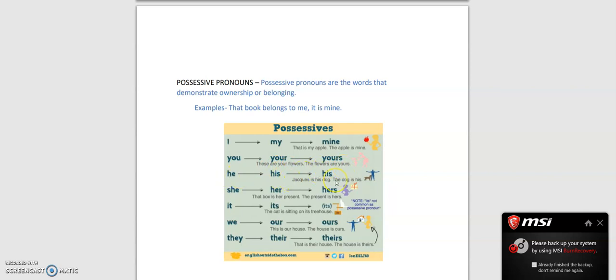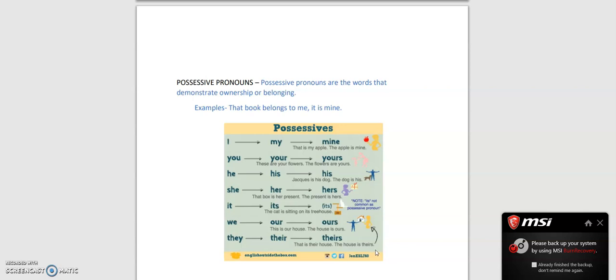He, his, his. Now his does not change, it remains the same. Jake's is his dog. The dog is his. She, her, hers. That box is her present. The present is hers. It, its. The cat is sitting on its tree house. We, our, ours. This is our house. The house is ours. They, their, theirs. That is their house. The house is theirs.